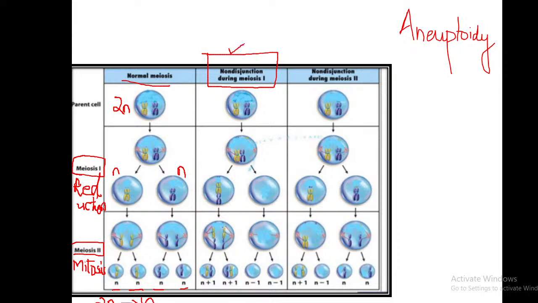Now let's see what non-disjunction is. Non-disjunction can be of two types, 1 and 2. In non-disjunction 1, the cell undergoes a meiotic division. In a normal cell, equal distribution of chromosomes takes place, but during meiosis 1, if non-disjunction occurs, that means improper movement or unequal migration of the chromosomes into 2 cells. So here it is 2n and here it is 0 or n minus 1. As a result of non-disjunction, the chromosomes attached to each other move towards the same pole.